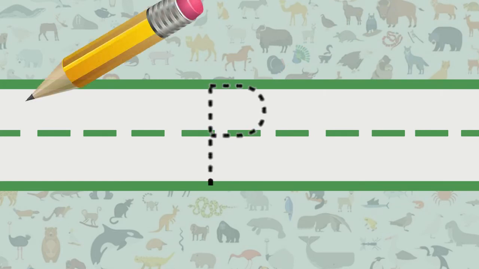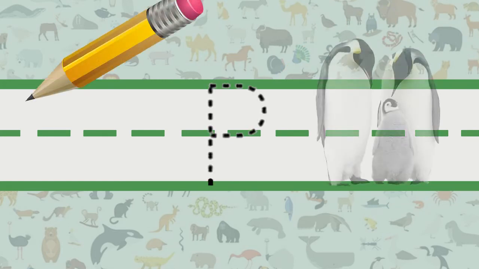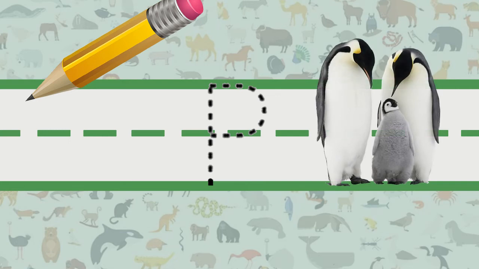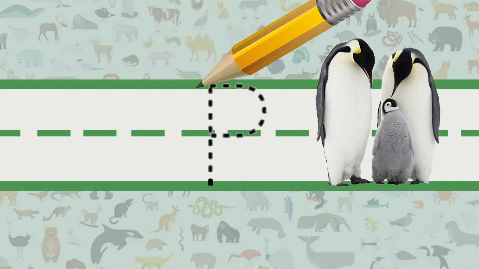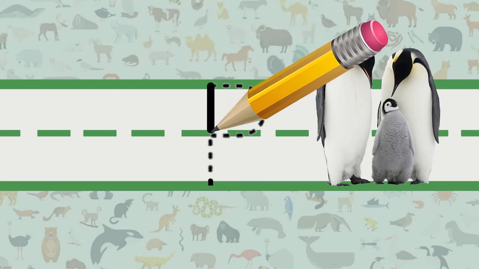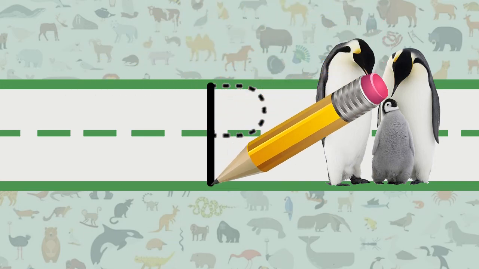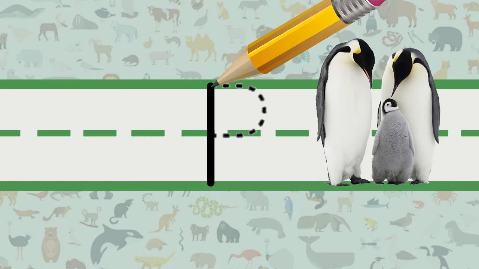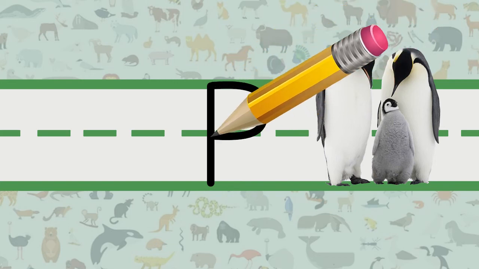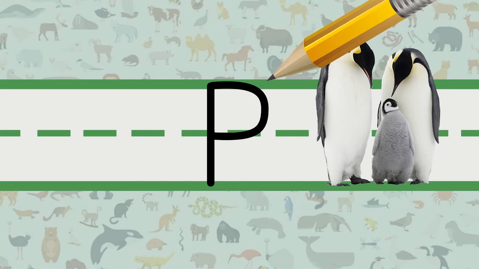Now let's write the letter P. P is for penguin. For big P or capital P, start at the top and draw a straight line down to the bottom. Then go back to the top and draw a curved line to the middle. Good job! Let's try that again.